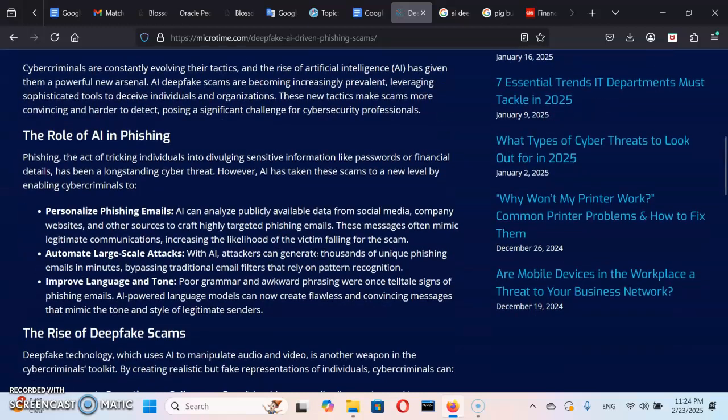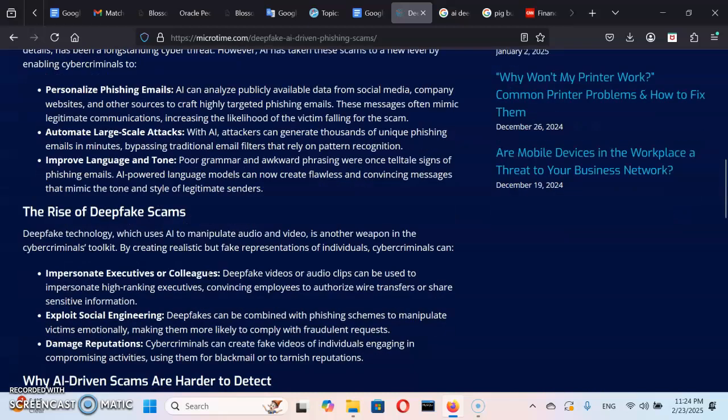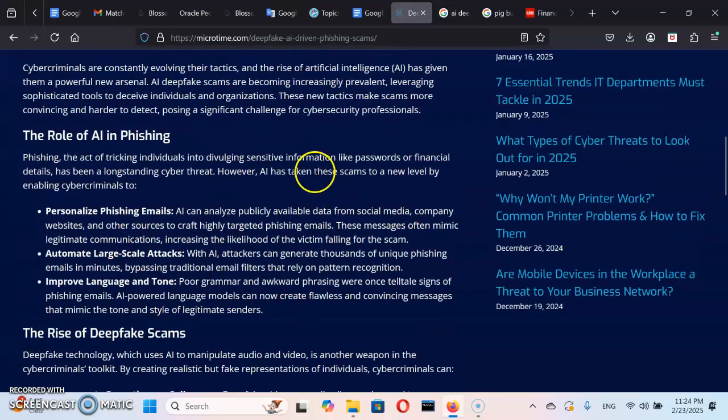So this might sound scary, but it's widely used in phishing attacks. That's also what I'm focusing on more in this assignment, how deepfake is used for phishing scams. So this is the article.